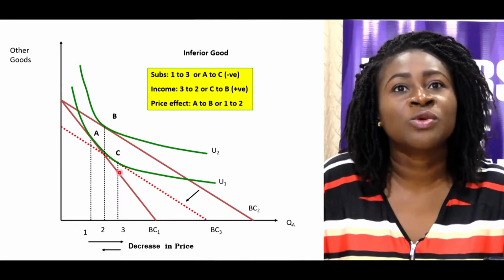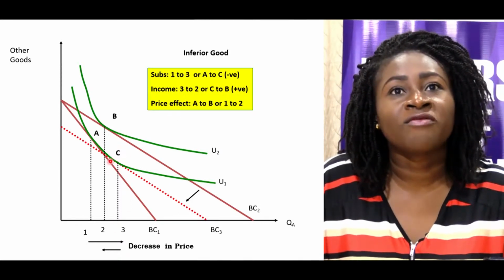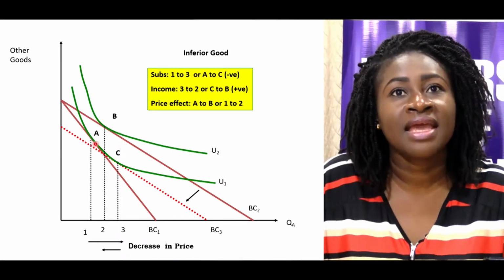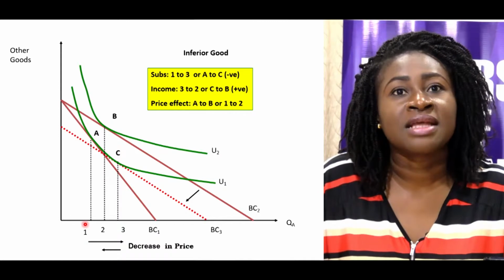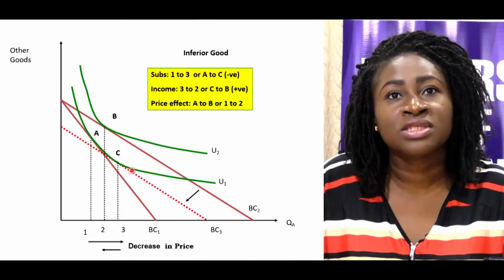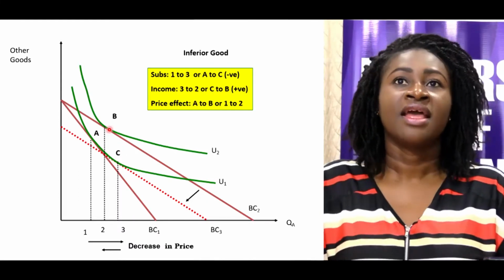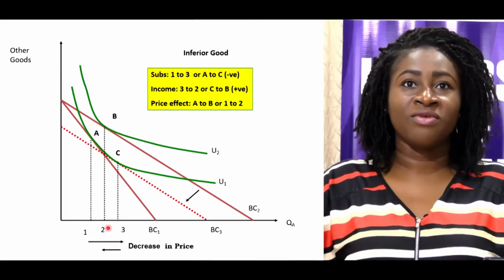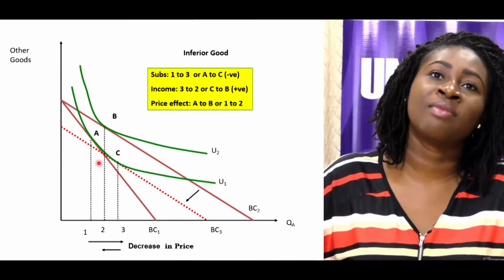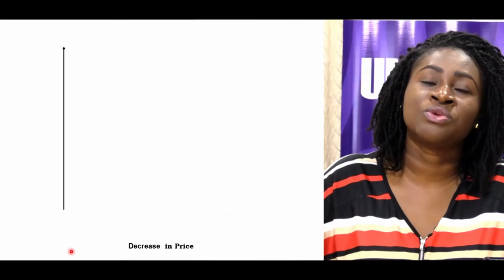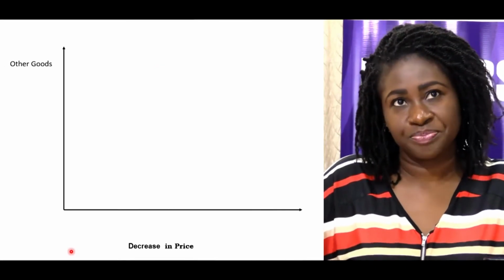over here. The total effect is a movement from where? Point A to B, right? But we have disaggregated that into substitution, which is A to C, and income, which is C to B, right? And this is for an inferior good, where you see the consumer reducing consumption when there is an increase in income due to a decrease in price.